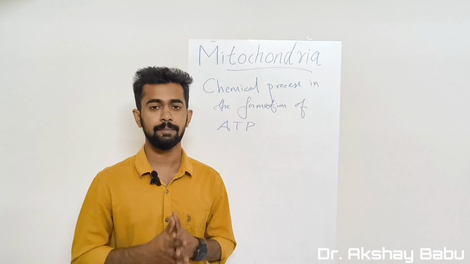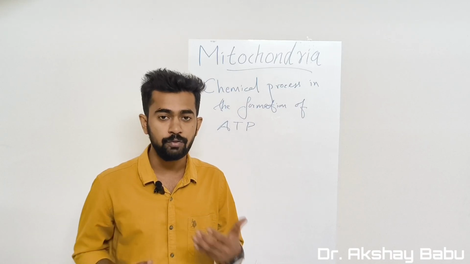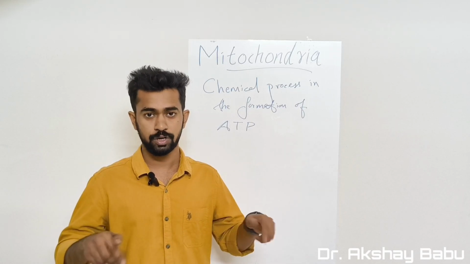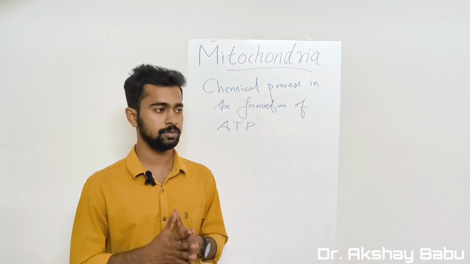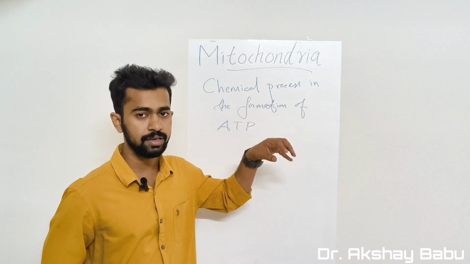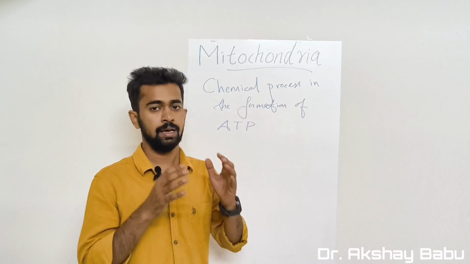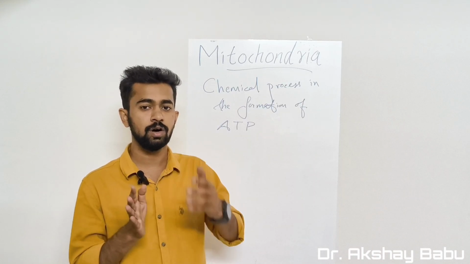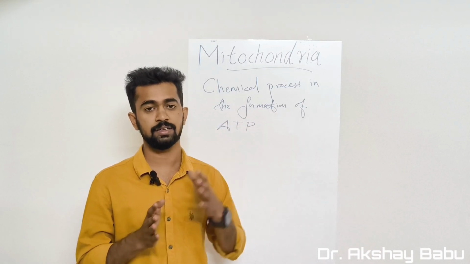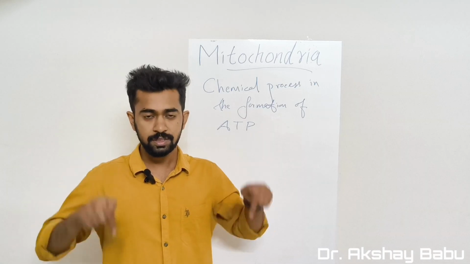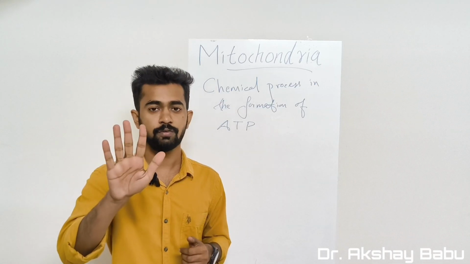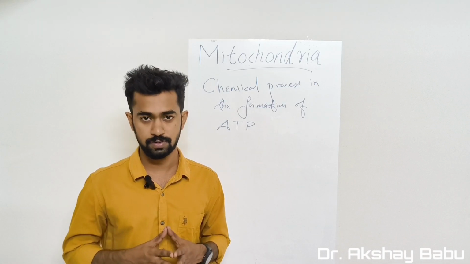So what are the chemical processes in the formation of ATP in the mitochondria? Imagine glucose is entering into the cell. When glucose enters into the cell, this glucose will be converted to pyruvic acid in the cytoplasm. During this process, 5% of the cell's ATP is produced.